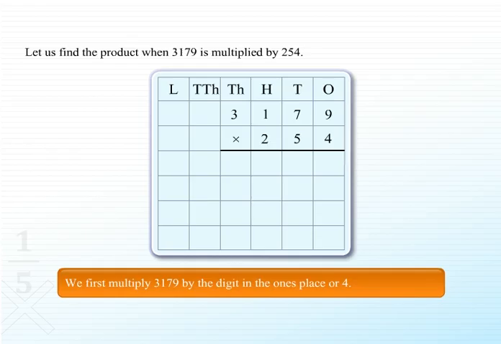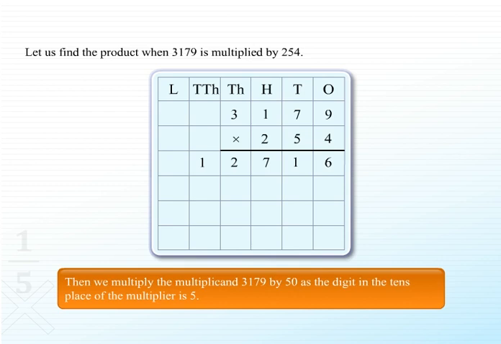We first multiply 3179 by the digit in the ones place, or 4. Then we multiply the multiplicand 3179 by 50, as the digit in the tens place of the multiplier is 5.